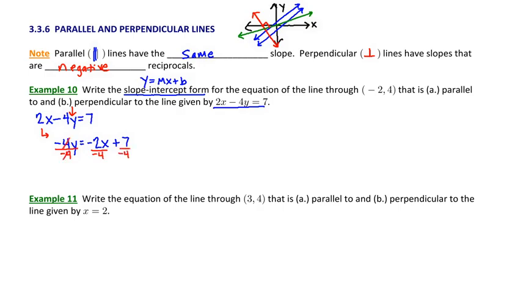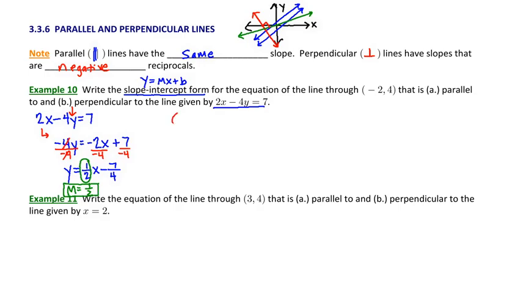When we simplify, we end up with y equals, our coefficient here is negative 2 divided by negative 4, which reduces to 1/2 x, and we can write that as minus 7 over 4. So the important thing to recognize here is that the slope of our given line, we can identify it as the coefficient of x, is 1/2. So the slope of our given line is 1/2.